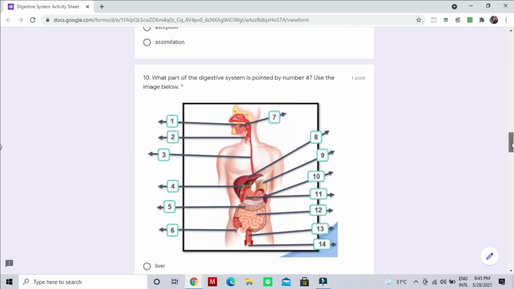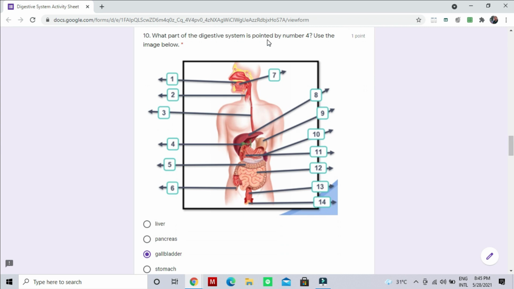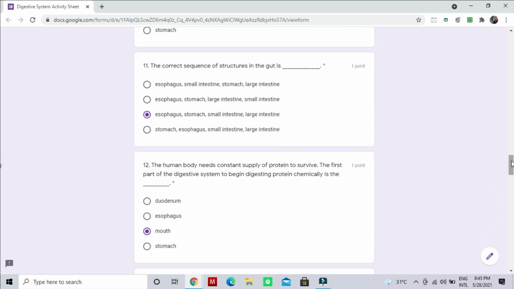Question number 10. What part of the digestive system is pointed by number 4? Use the image below. The correct answer is gallbladder. Question number 11. The correct sequence of structure in the gut is? The correct answer is esophagus, stomach, small intestine, and large intestine.